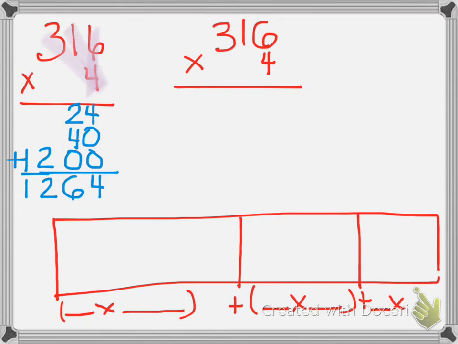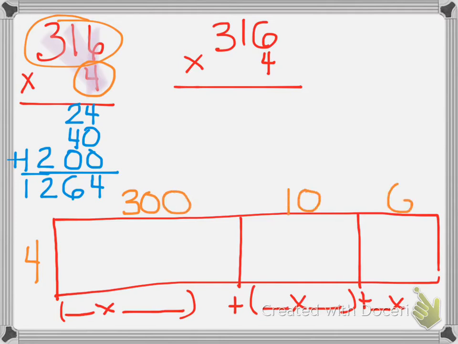Okay, now let's see what this looks like on an area model. Well, I said we're multiplying by 4, so that is our length. And this 316 becomes our width, but I have to put it in place value form. So 3 hundreds, 1 ten, 6 ones. All right, let's find the area of the hundreds rectangle.